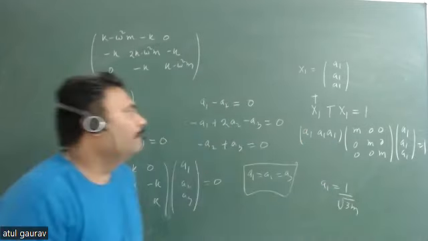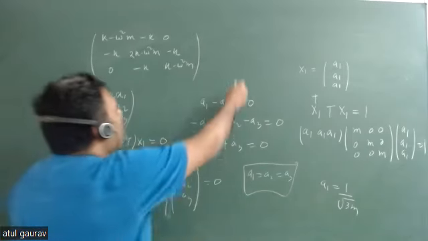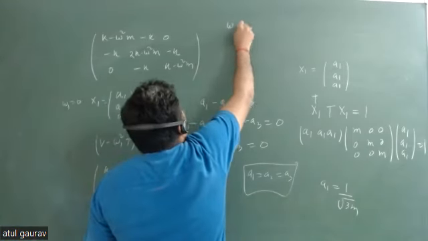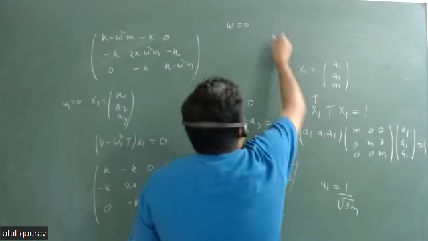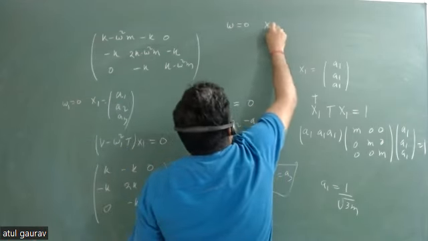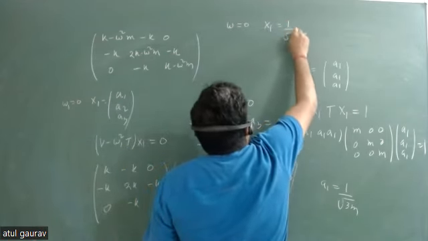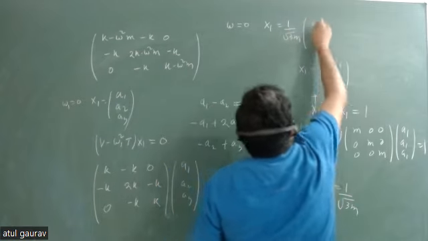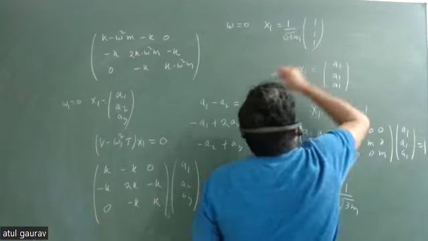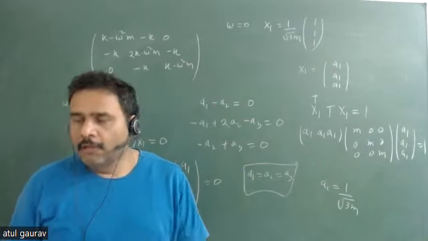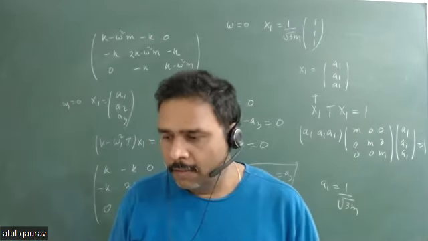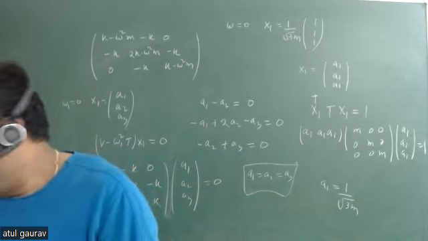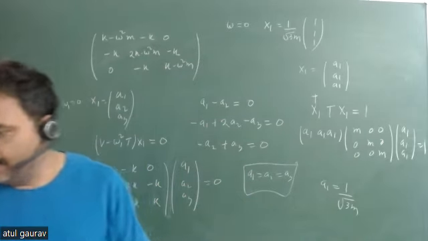So role of mass will come in here. So first is omega is equal to 0. What we have? We have x1 as 1 by root 3m, that value is 1, 1, 1. So this is your normal modes. First normal modes. कुछ पूछना है तो पूछो, फिर हम लोग सेकंड के लिए बात करेंगे.